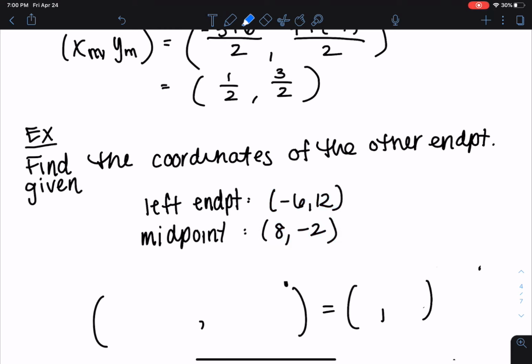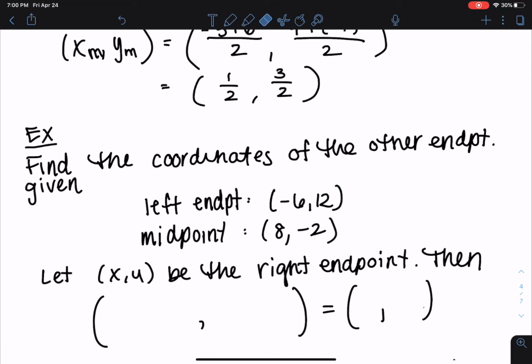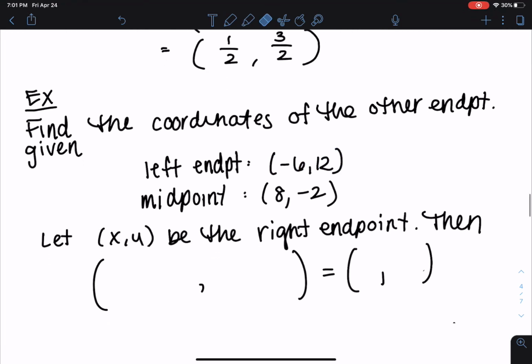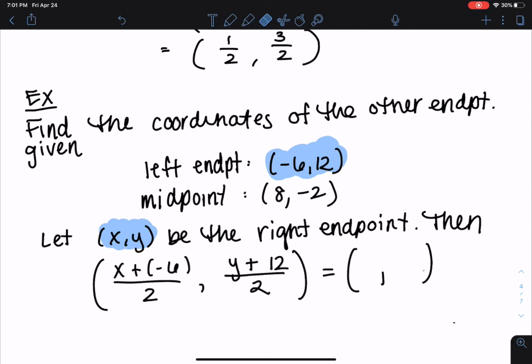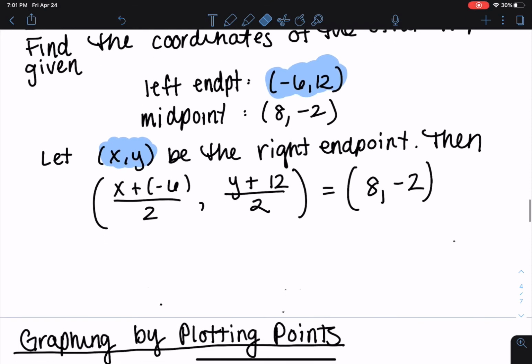So I don't know my remaining endpoint, so I'm just going to call that xy. Well, if I look at our formula and look at the midpoint between these, so if I add the x's together, divide by 2, add the y's together and divide by 2, that better equal 8, negative 2. So then I just set each equation equal to its respective coordinate. So x minus 6 over 2 should be 8, or x minus 6 should equal 16.